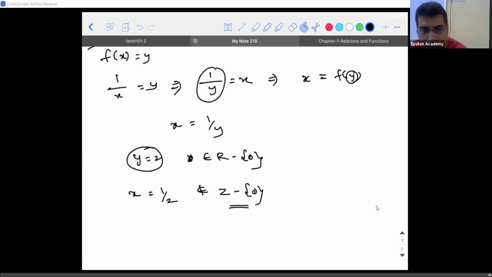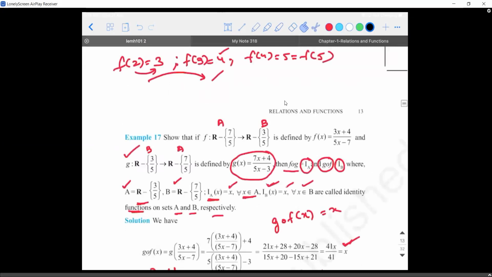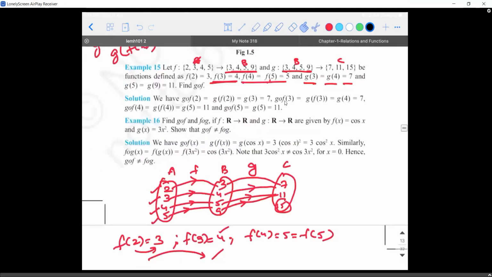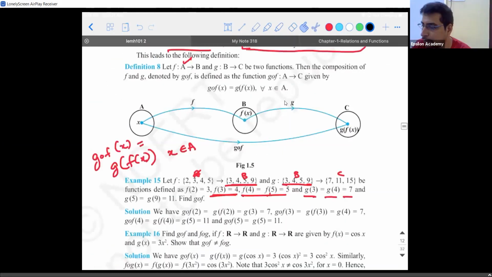So yesterday we started with the composition of functions, right? I hope you guys remember it. We'll have a small recap of it, then we'll go to the inverse of a function, how to handle inverse. So what was the definition of composition of functions?